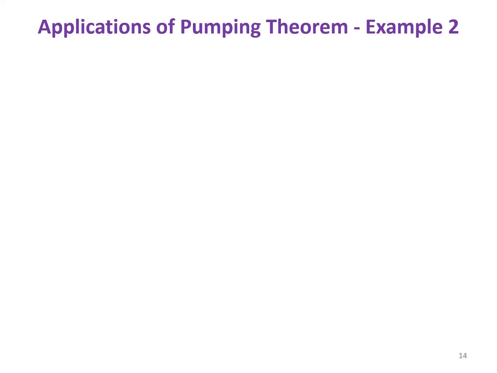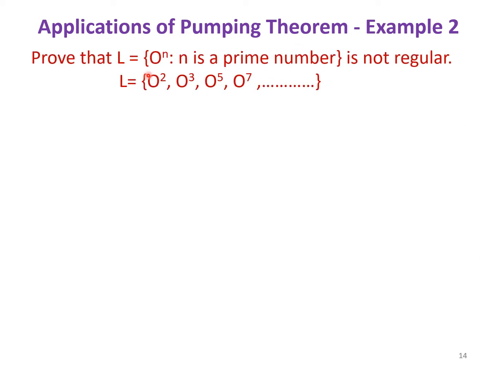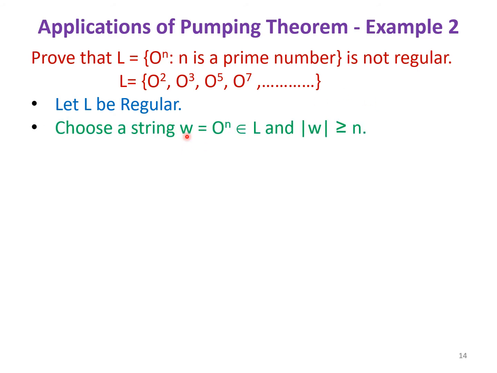Let us see the next language. L is equal to 0 raised to n, where n is a prime number. We have to prove that this language is not regular. Possible strings in this language are 0 raised to 2, 0 raised to 3, 0 raised to 5, 0 raised to 7 and so on. So the first step is to assume that the language is regular. Next, choose a string w which belongs to L.